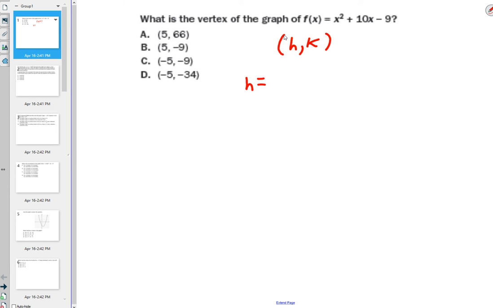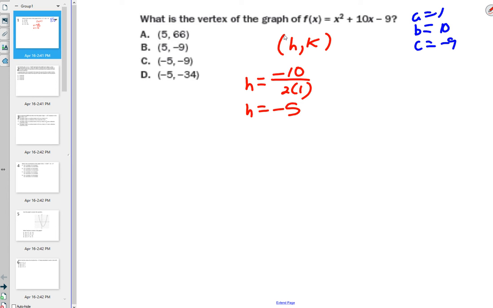Negative b over 2a. So if a is 1, b is 10, and c is negative 9, then we would go negative 10 over 2 times 1, which is negative 5. This being multiple choice, just by getting that far, in 5 seconds, I've narrowed down my choices to 2. So I can at least take a 50-50 guess if I wanted to.